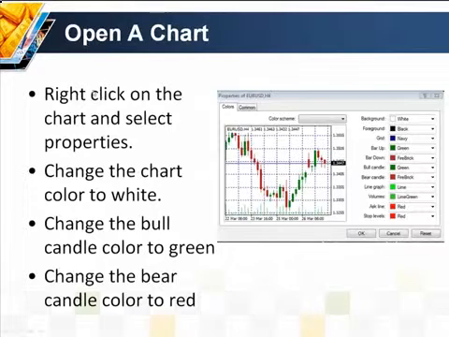So what you need to do is open a chart, and first of all, so that your charts look the same as ours, right-click on the chart and select Properties, and then change the background color of the chart to white. Change the color of the bull candles to green, and change the color of the bear candles to red. And then once you're done that, click OK.